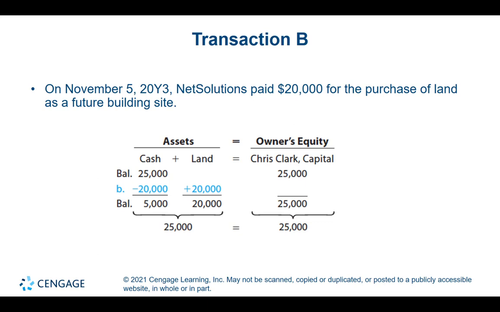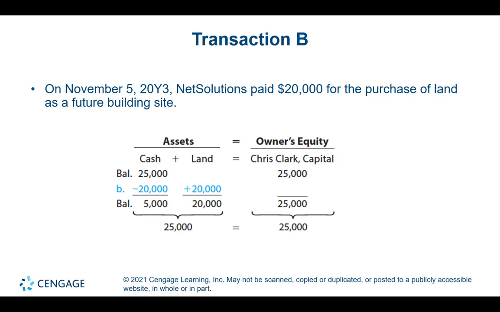In this next transaction, it decides to invest in the purchase of land by using cash, $20,000, as payment for a future building site. To record this transaction, cash is decreased by $20,000, land is increased by $20,000, right? Because land, the asset, is now increased by 20. Cash, an asset, is decreased by using it to purchase land. Therefore, under assets, the impact is zero.